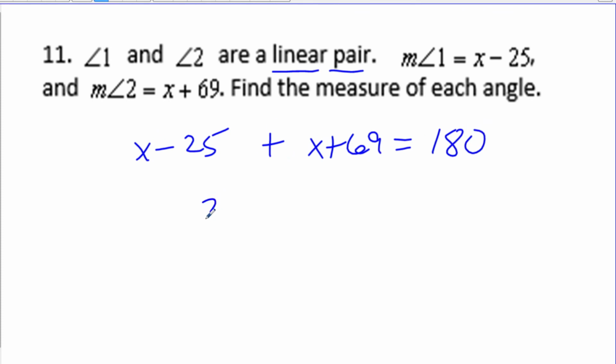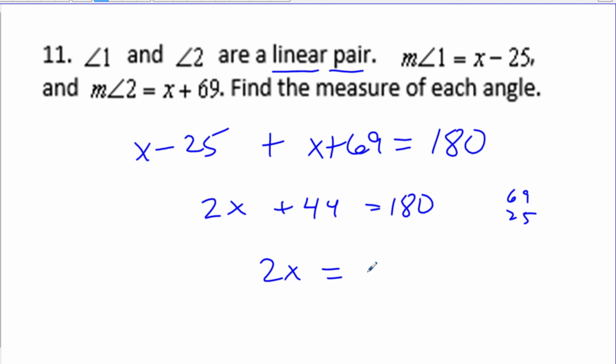So x and x gives me 2x, and when I do 69 minus 25, that looks like 44. So I'm going to say plus 44 equals 180. Now I need to do 180 minus 44. 2x is equal to, that looks like 136, right? And that makes x, cutting this in half, 68. So 68 is x.